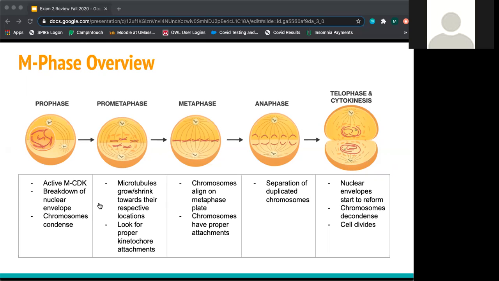And then in metaphase, is when they align at the metaphase plate, and they also have the proper attachments to the kinetochore. And then anaphase is when they actually separate. And then once they move to telophase and cytokinesis, the nuclear envelope starts to form around the chromosomes, and they decondense and the cell divides.